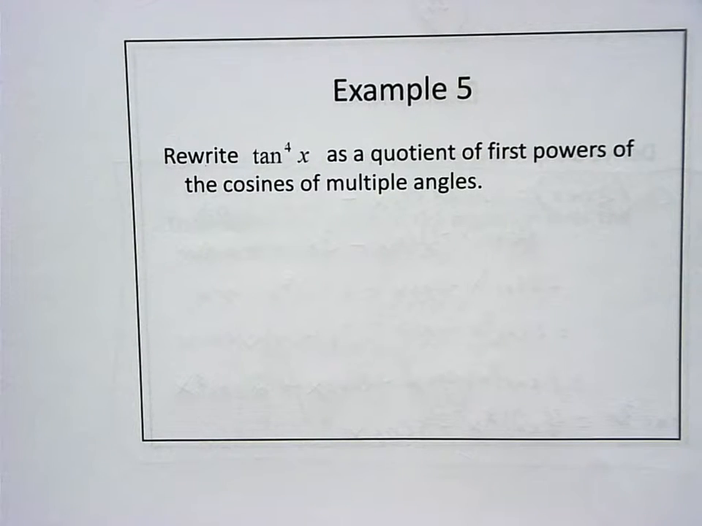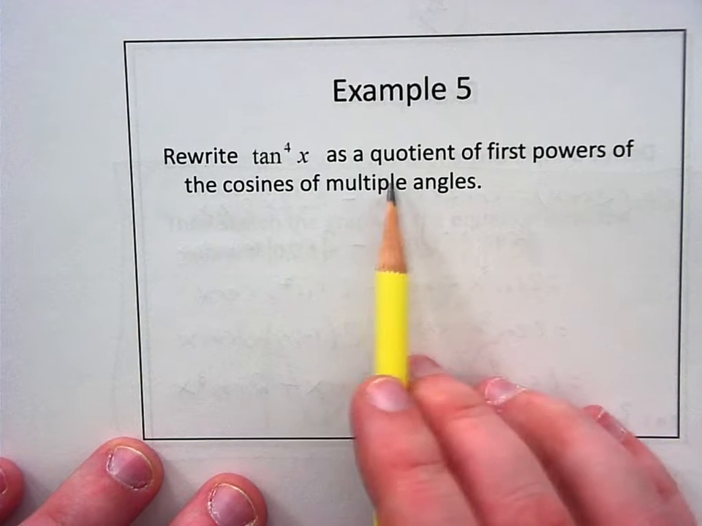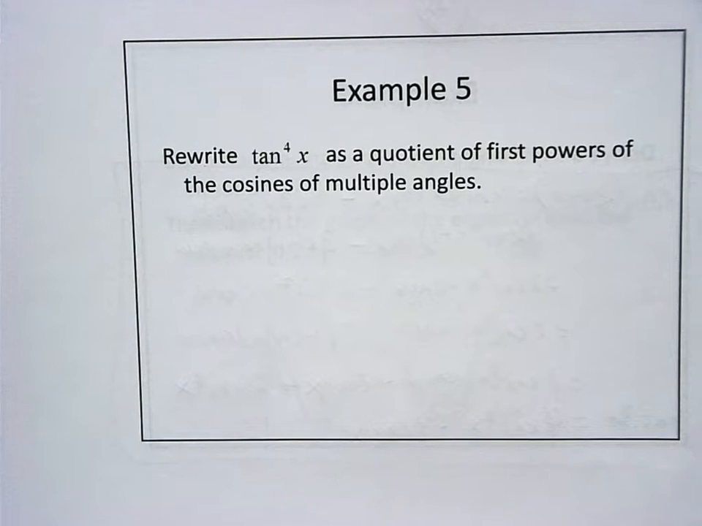This is a common spot where this is used in calculus, because tangent to the 4th power, anything with that large a power, gets really hard to manipulate. So what you do in calculus is reduce things down so you just have cosine to the 1st power or sine to the 1st power, things like that. Those are much, much easier to perform derivatives and integrals on than tangent to the 4th. So it will be phrased something like this: I want to rewrite this tangent to the 4th power as a quotient of 1st powers of cosine and multiple angles. I don't care whether it's 2u, 8u, anything like that inside of it. I just want everything to be cosine to the 1st.